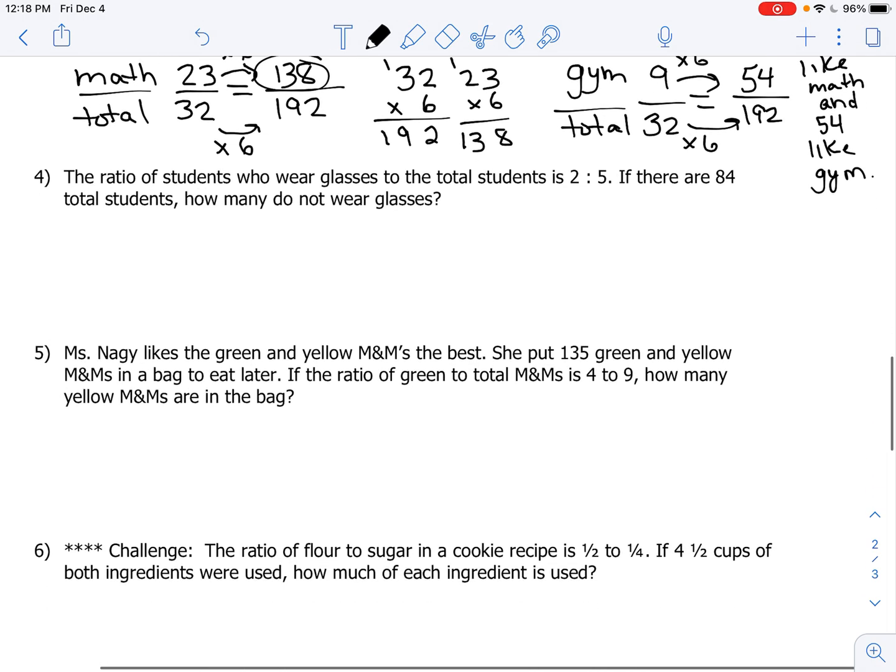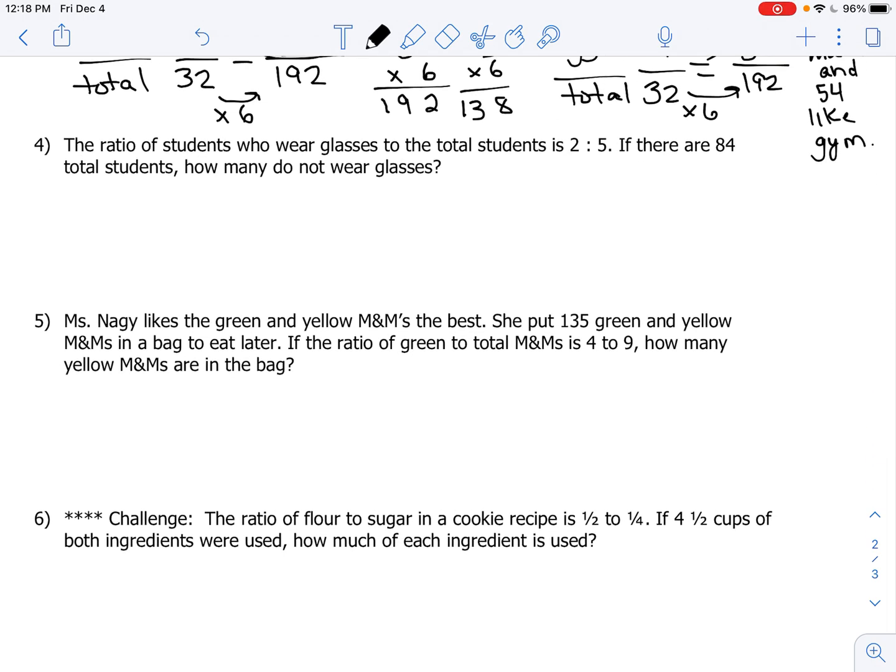All right, on to question number 4. The ratio of students who wear glasses to the total students is 2 to 5. If there are 84 total students, how many do not wear glasses? Okay, so we know that 2 students wear glasses. There are 5 total students. So that's going to be a 5 to 2.